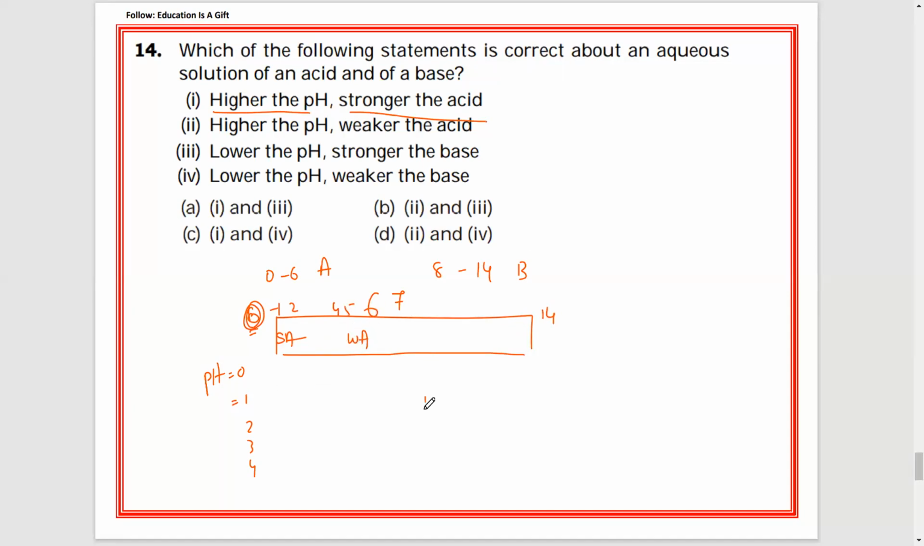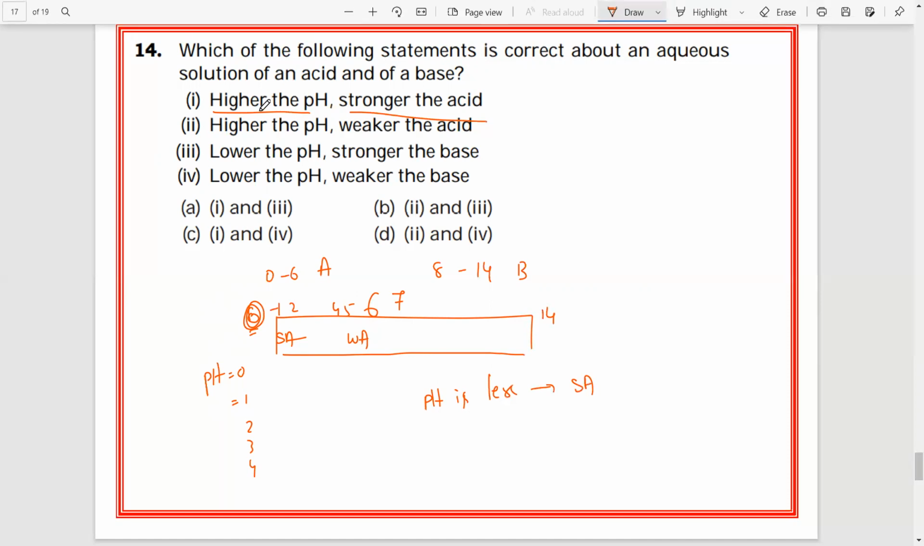Now, if the pH value is less, then it is known as a strong acid. What they have given: higher the pH, stronger the acid. No. Higher the pH, weaker the acid. You have to observe only from 0 to 6. For 4, 5, 6, the higher the pH value, the weaker the acid. Now, this is correct.